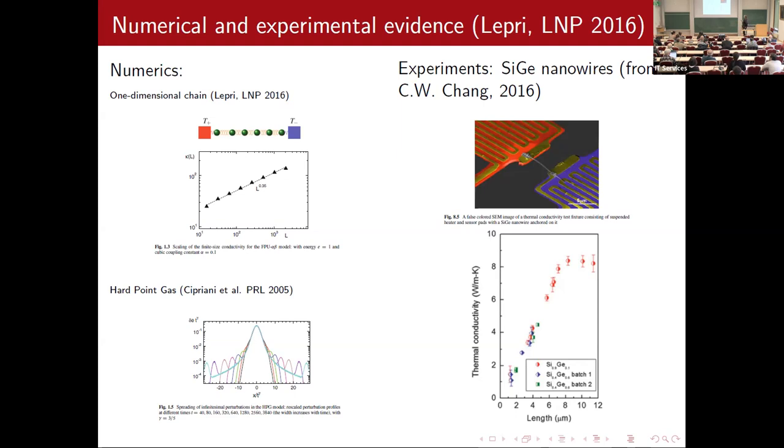Those are experimental works. This is work with nanowires, silicon germanium. This is just a sketch, it's not a real picture of the experiment. So you see a small wire here, a hot thermostat, a cold thermostat. They measure the thermal conductivity as a function of the length of the wire, and they observe some sort of ballistic conductivity behavior for small length, and then you get more or less a constant. So those are just examples of anomalous conduction that have been observed in numerics or in experiments.